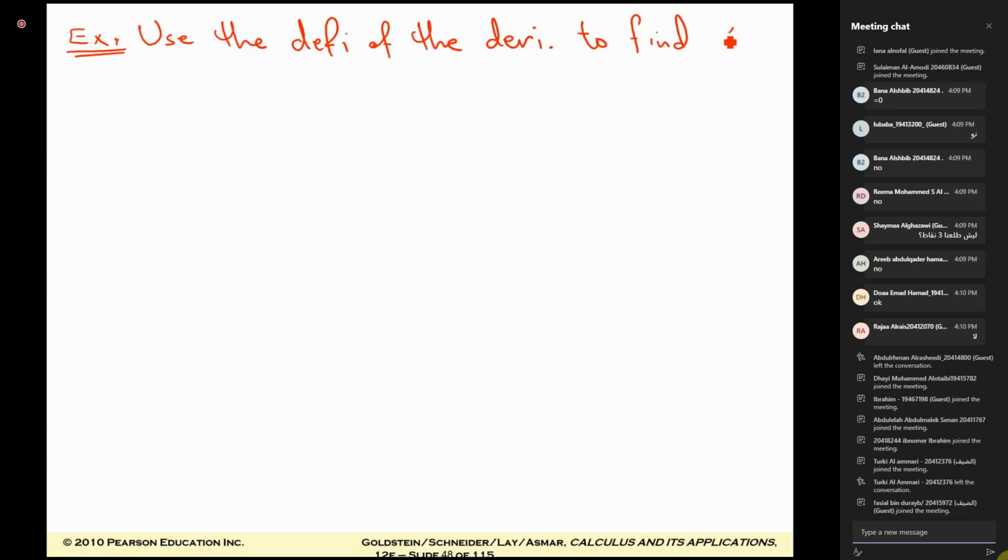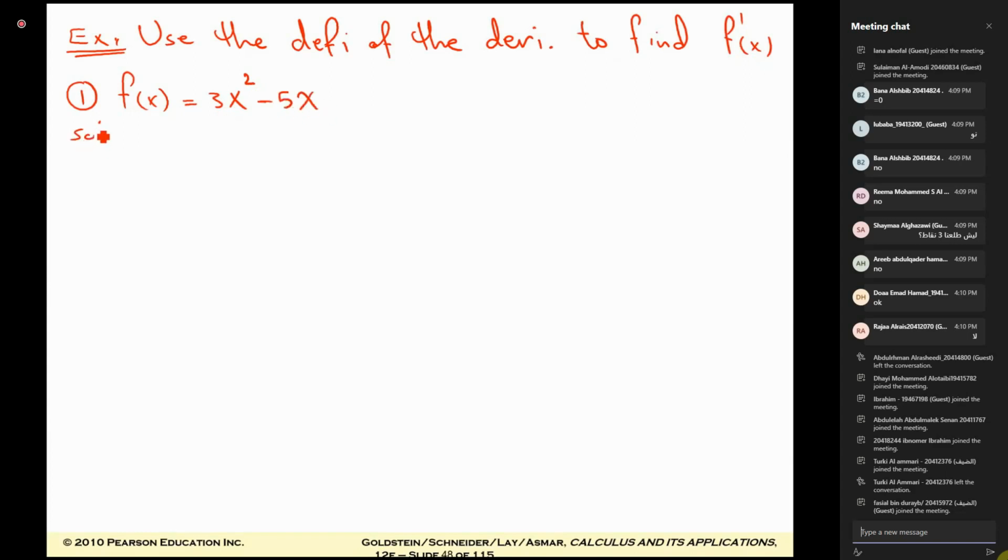First example: use the definition of the derivative to find f prime of x. Number one, if we have a polynomial, for example, f of x equals 3x square minus 5x.